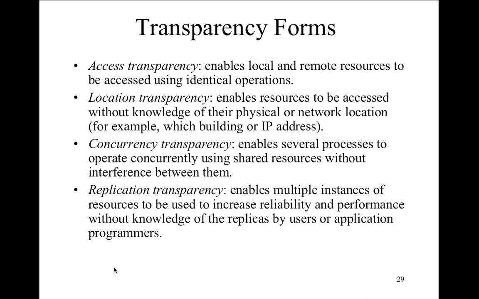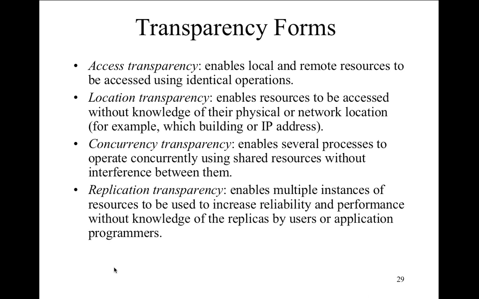To reiterate the point about transparency, we have some different forms. Access transparency, that's the ATM machine actually, enables local and remote resources to be accessed using identical operations. When you stick your Wells Fargo card into the universal network and you stick your Citibank card in, it does the same operation regardless of what bank you're actually using. But I guarantee it's going to 2 different servers. Actually, it's probably going to an application server first, and then to your bank location.